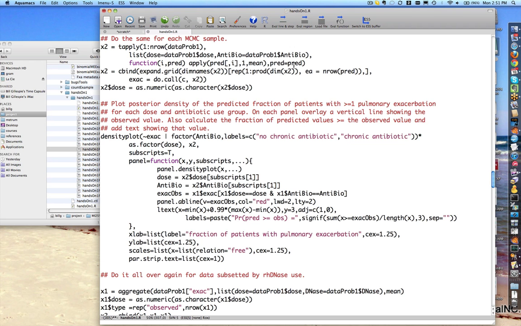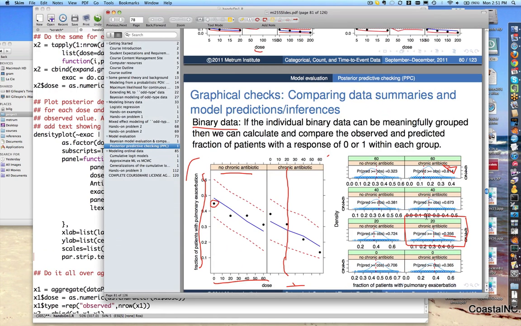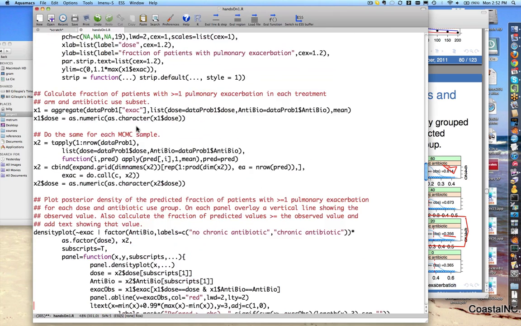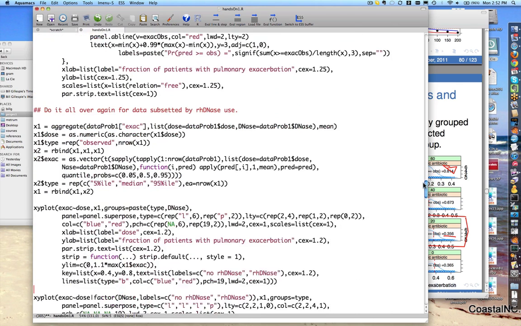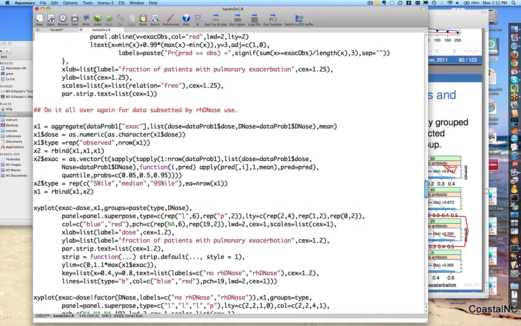So that's really the core then of generating the two plots that you see right here to do our posterior predictive checks. You'll also see when you dig into this, I also do essentially the same thing, where instead of breaking it out by antibiotic use, I break it out by rhDNase use. So, but it's the same idea.